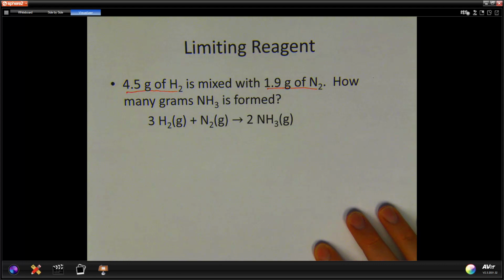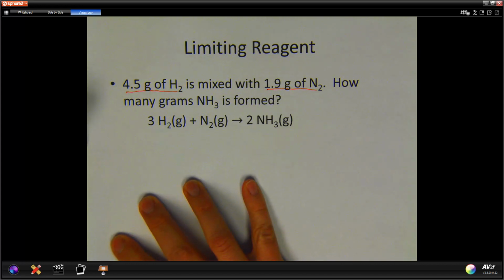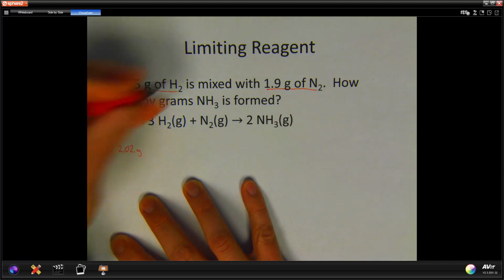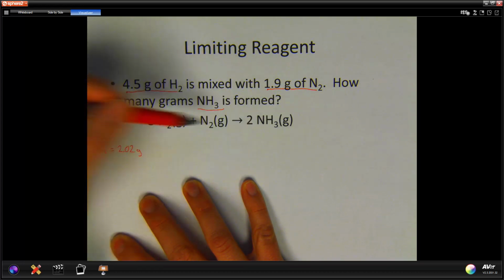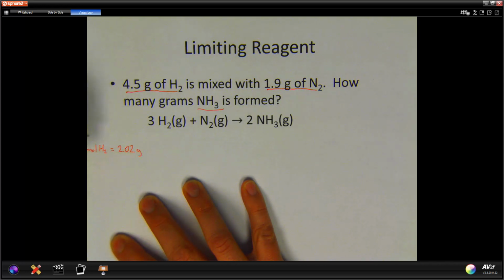Okay, so I'm going to start by writing down some information that could be useful. So I'm going to start, we have moles of H2, and we know the molar mass of H2 from the periodic table. We can calculate that as 2.02 grams. We're also looking for NH3. So we want a conversion factor between H2 and NH3, and we find that in the balanced equation. So we say 3 moles H2 equals 2 moles NH3.